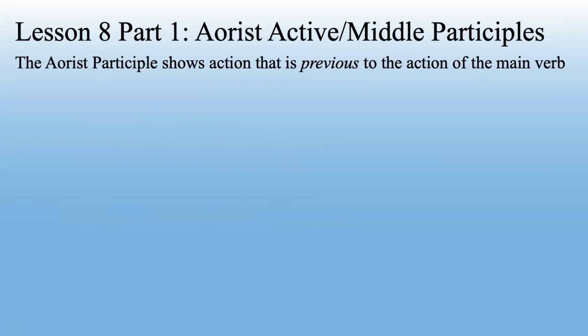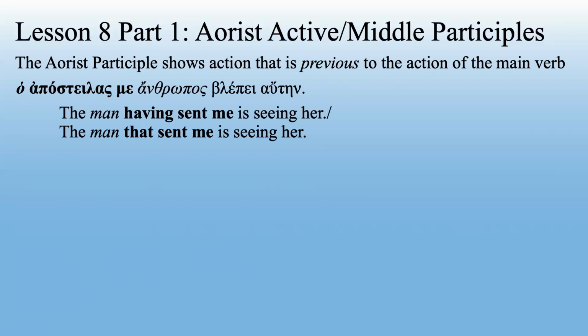Now, the aorist participle, here's where this is different, shows action that is previous to the action of the main verb. That means that the aorist action happens before the main action of the verb. So, ho apostelas me anthropos blepei autein: the man having sent me is seeing her. That's a little awkward in English, so the man that sent me is seeing her. Sent is in the past, seeing is in the present, so the sending happened before the seeing. That's what this aorist participle is conveying.